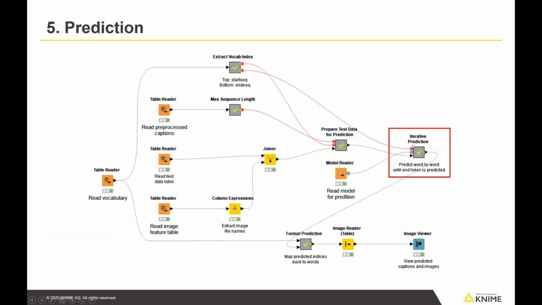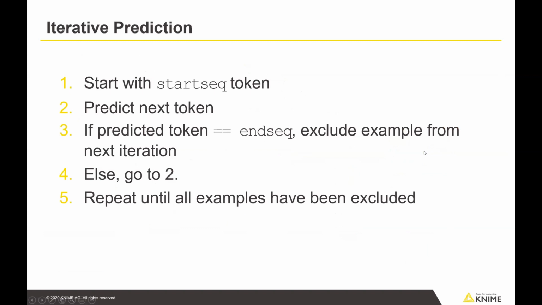Then the actual prediction happens in this meta node using this iterative approach, which I already mentioned earlier. And in KNIME, this works like this. So we start with the start seg token, we predict the next token, then we check for each of the rows which we want to predict if the token equals the end seg token. That means we are done with this example and we exclude it from the next iteration, and we repeat this whole process until we processed all of the examples.